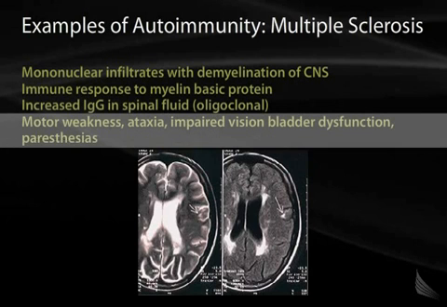Symptomatically, it's characterized by motor weakness, ataxia, impaired vision, bladder dysfunction, paresthesias, with the B cells or the macrophage, or whatever it is that's causing the problem, chewing on myelin. The neurons that they're destroying will be affected, and therefore, depending on which neurons are being upset, you get different symptomatology.